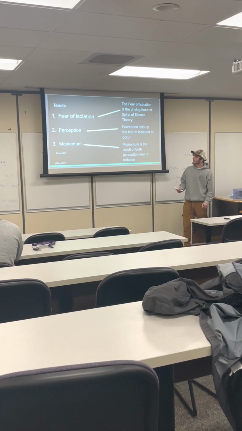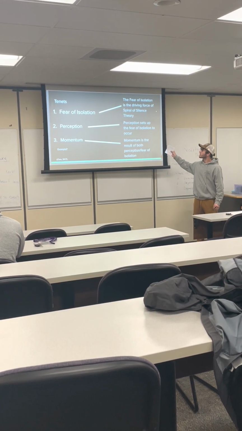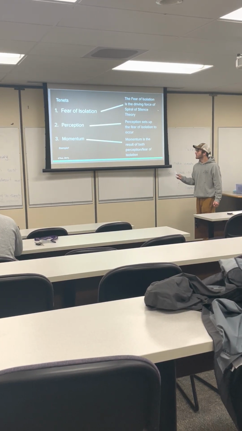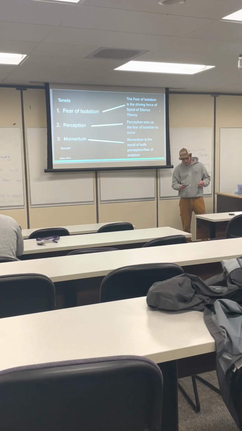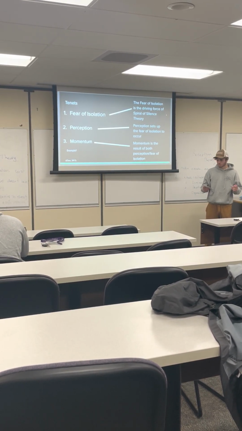So I'm going to be able to go over the definitions of these as well. But on the right side of the screen, these are the reasons why they're important within spiral of silence theory. So there is the fear of isolation. The fear of isolation is that the speaker of an opinion might be more timid to speak when they are in a minority group of opinions.